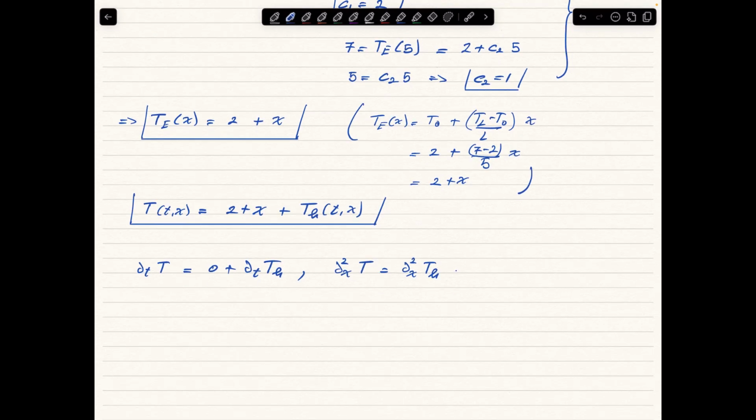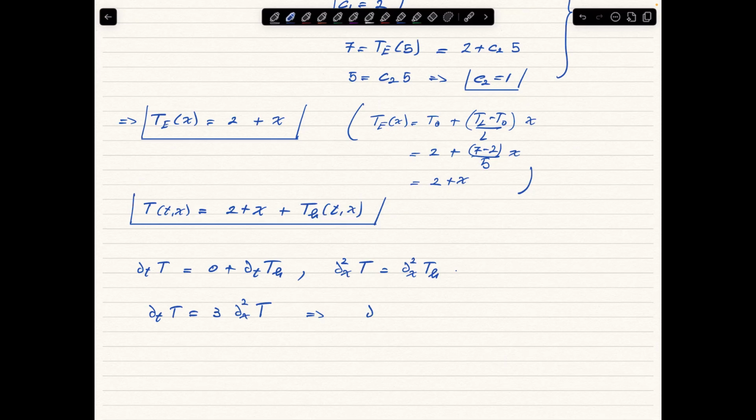So the heat equation for the function temperature: if the function T satisfies the heat equation, the t derivative of T is equal to alpha times the second derivative with respect to x of T. Well, we can replace this by that, and that implies that TH satisfies the same equation.